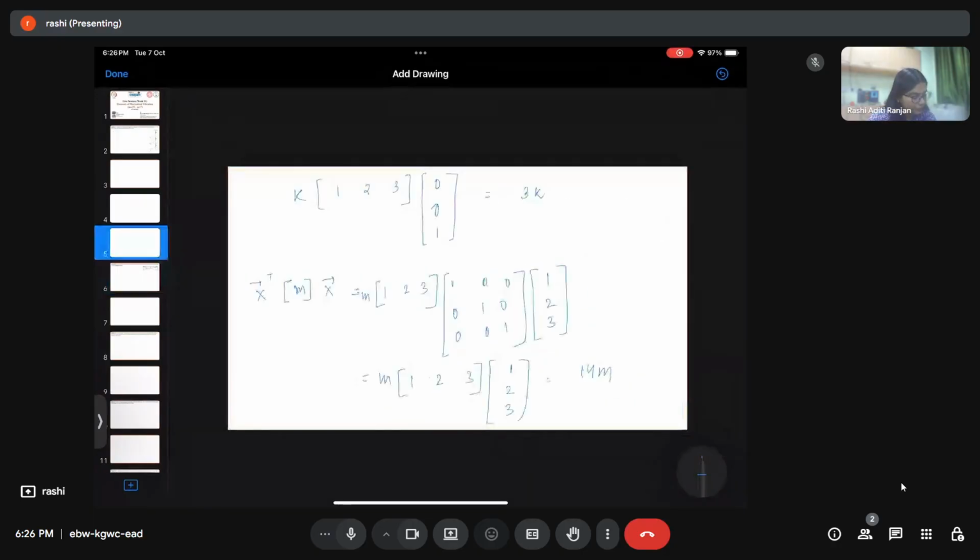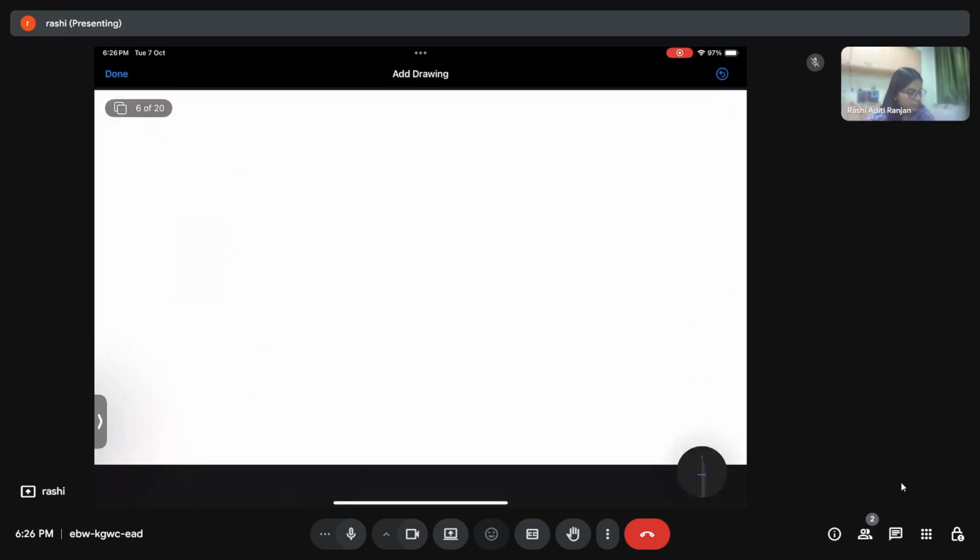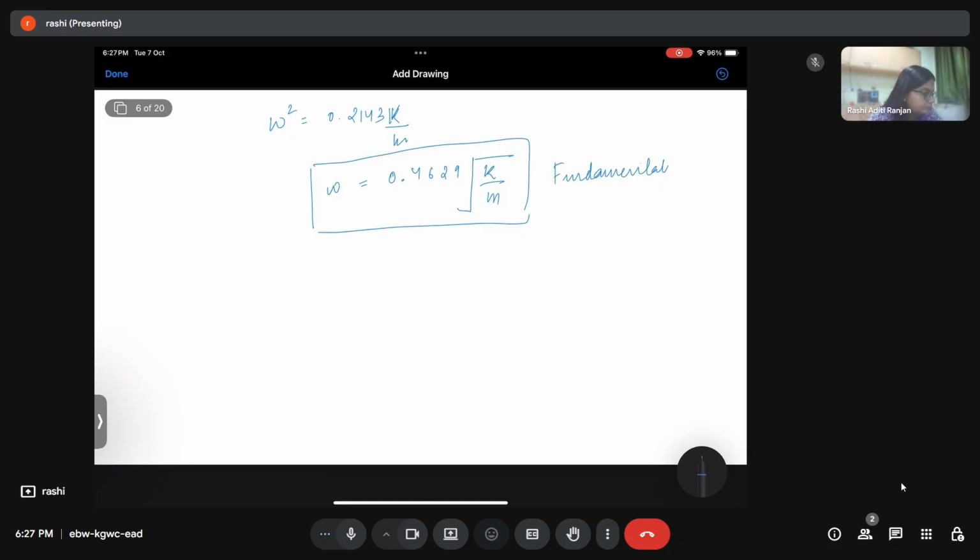So omega square is going to be 0.2143 K by M, which will give omega as 0.4629 under root of K by M. This is the fundamental frequency of the given system for the mode shape 1, 2, 3. Okay, I hope this is clear.